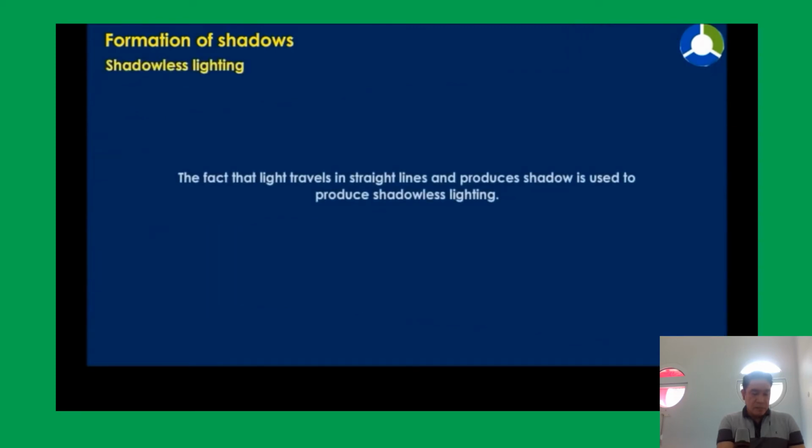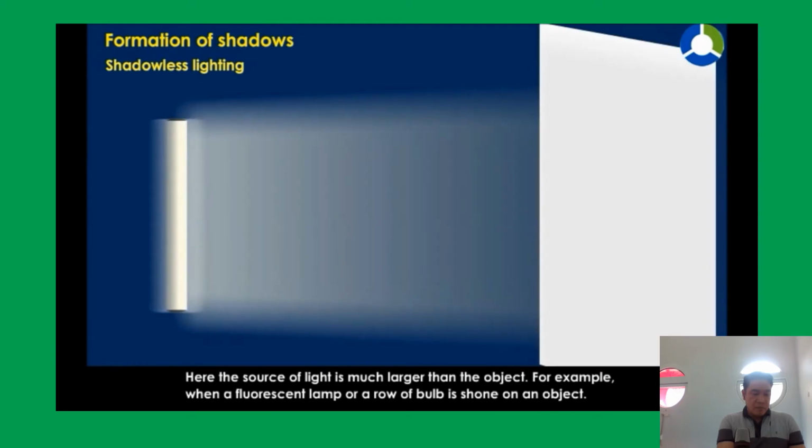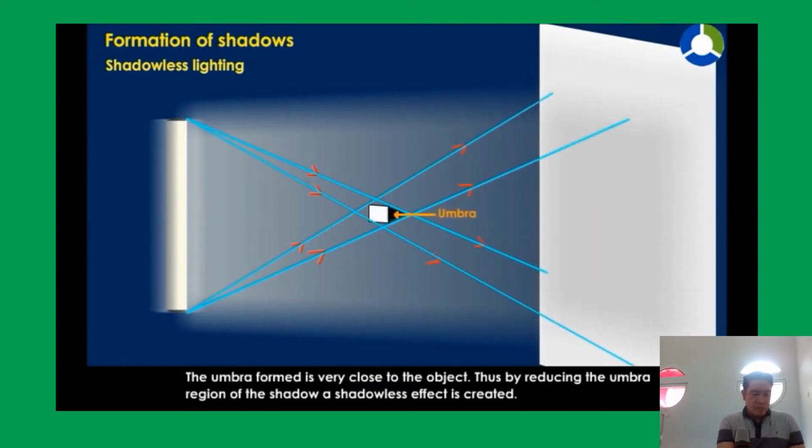Shadowless lighting. The fact that light travels in straight lines and produces shadow is used to produce shadowless lighting. Here, the source of light is much larger than the object. For example, when a fluorescent lamp or a row of bulbs is shone on an object, the umbra formed is very close to the object. Thus, by reducing the umbra region of the shadow, a shadowless effect is created.